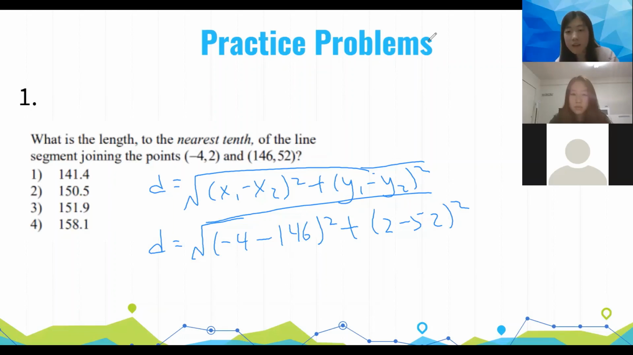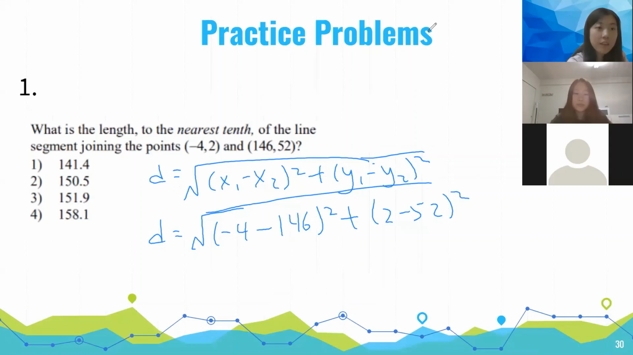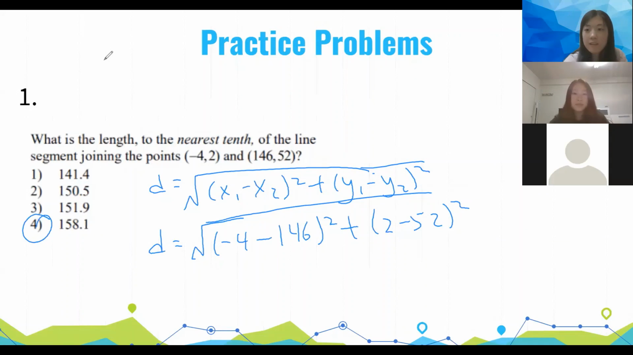Did you get an answer on the calculator? I don't think it's correct, but I got 158.11. Yeah, that's correct. That's answer choice 4. Yes, that's correct. Oh, okay.